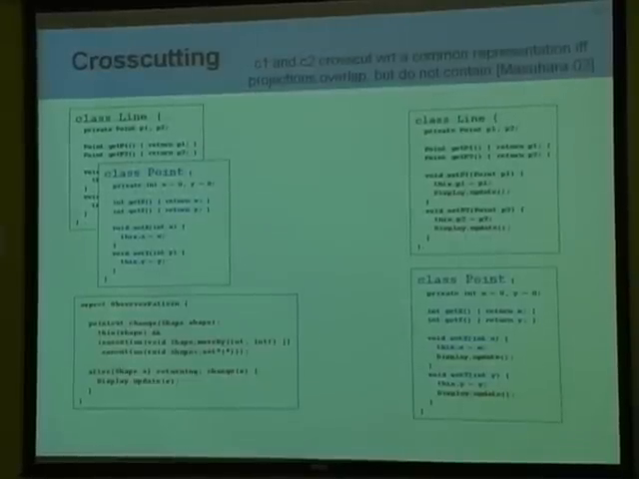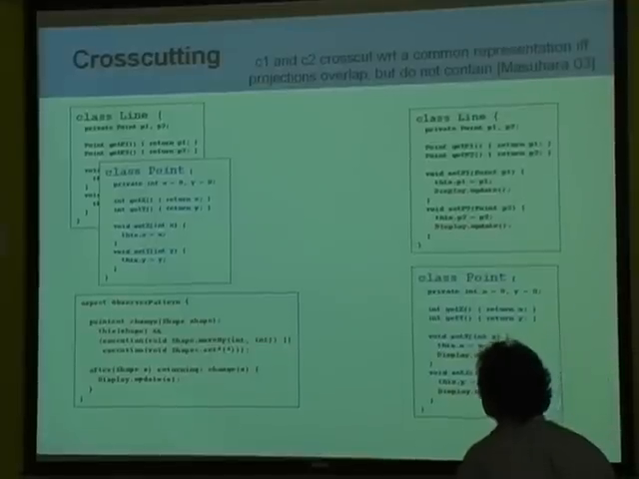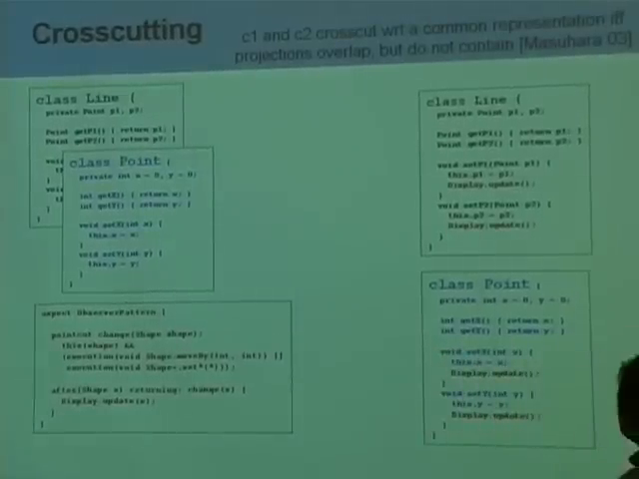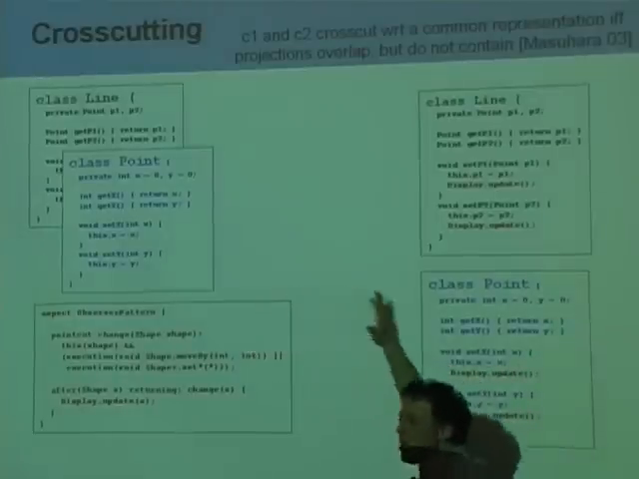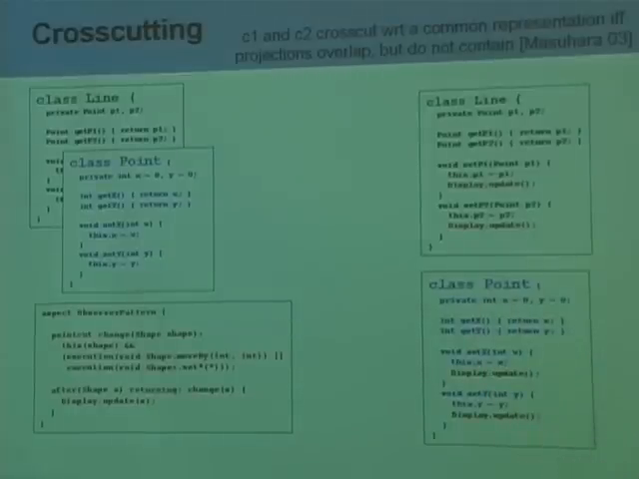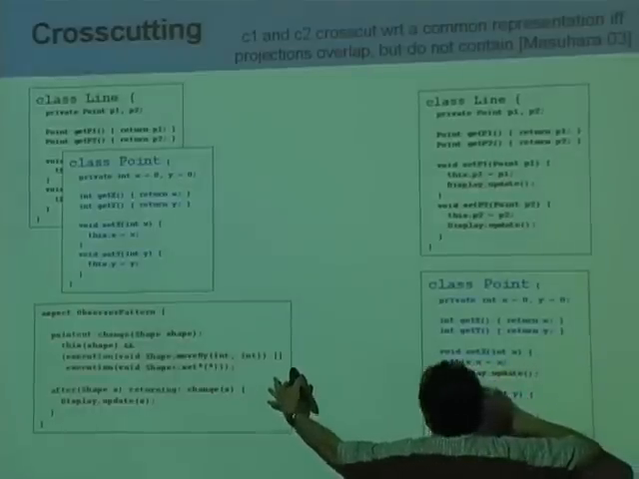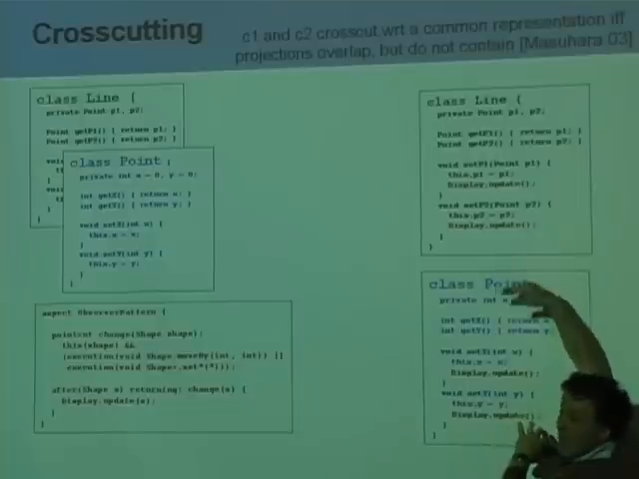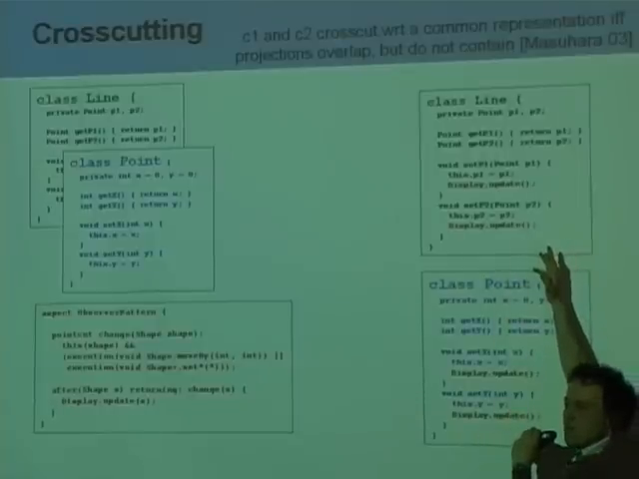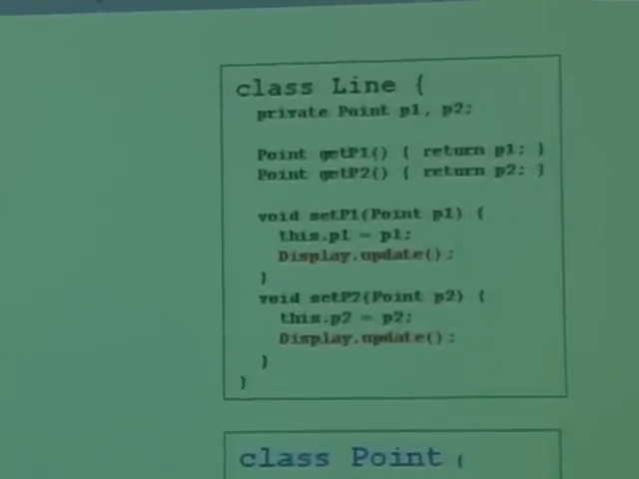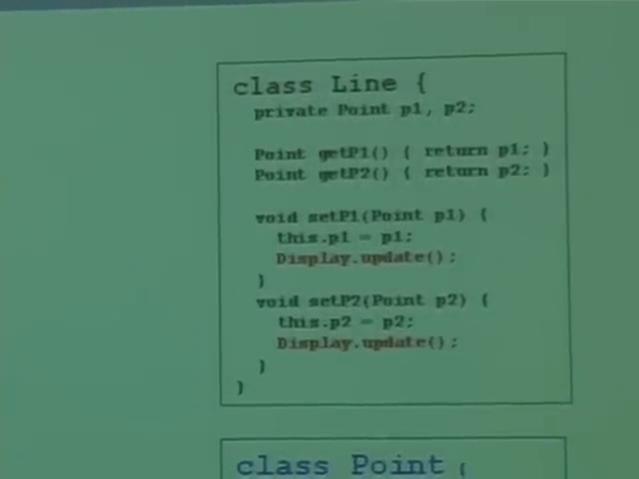In some sense, the intellectually most precise definition is this one, which is to say that two concerns, the primary functionality here and the aspect functionality here, cross-cut each other with respect to a common representation if and only if the projections onto the common representations overlap but don't subsume each other. Sounds real good. It's what's going on here, right? The projection of the red stuff into here overlaps both blue and black, but nothing contains everything else. Right? So hierarchical structure can't help you with this problem, because in order for hierarchical structure to help you with the problem, it would have to be that something subsumes everything else.